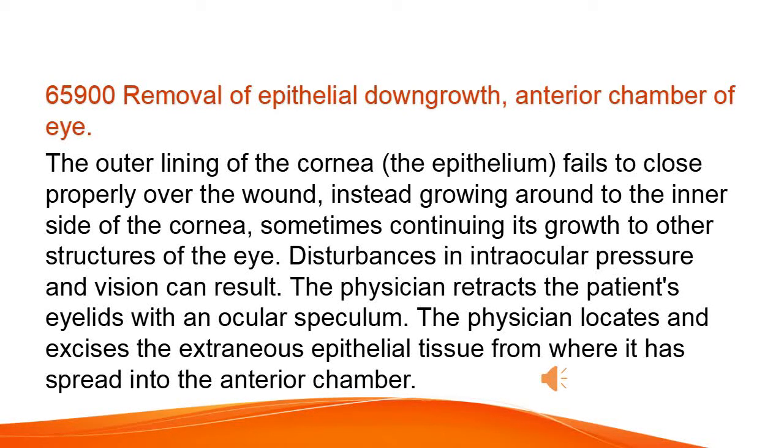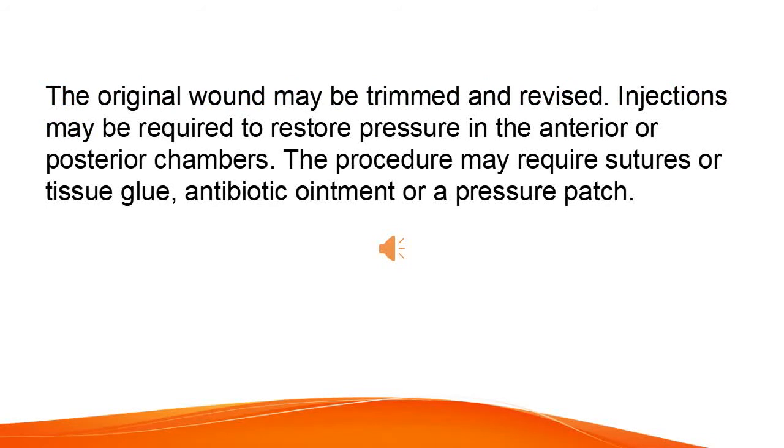The physician retracts the patient's eyelids with an ocular speculum. The physician locates and excises the extraneous epithelial tissue from where it has spread into the anterior chamber. The original wound may be trimmed and revised. Injections may be required to restore pressure in the anterior or posterior chambers. The procedure may require sutures or tissue glue, antibiotic ointment, or a pressure patch.